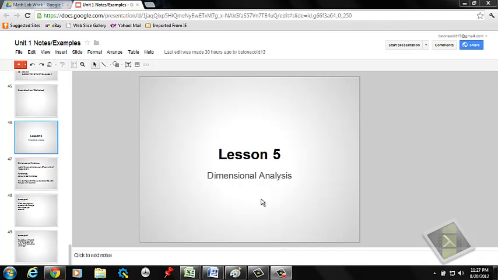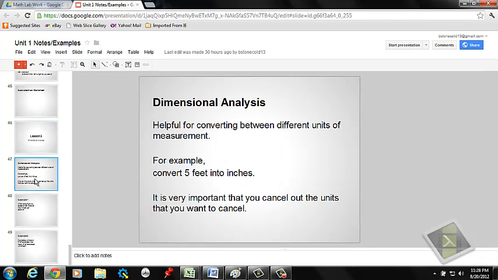This is lesson 5. This is the last of this first unit, so good news, one unit done. We are talking about a very high-tech name for a kind of common thing to do. Dimensional analysis. Sounds hard. Well, hopefully it won't be. Really what all we're doing here is converting between different units of measurement.